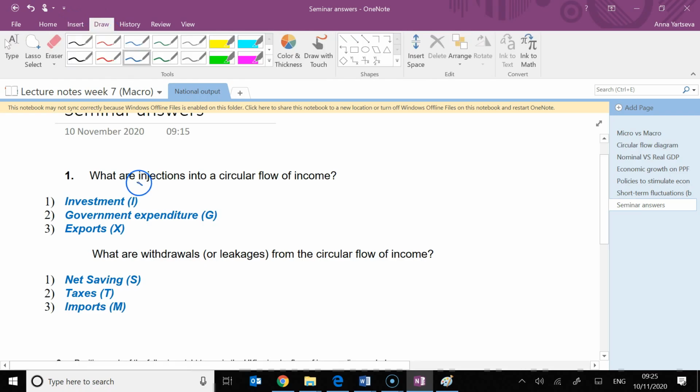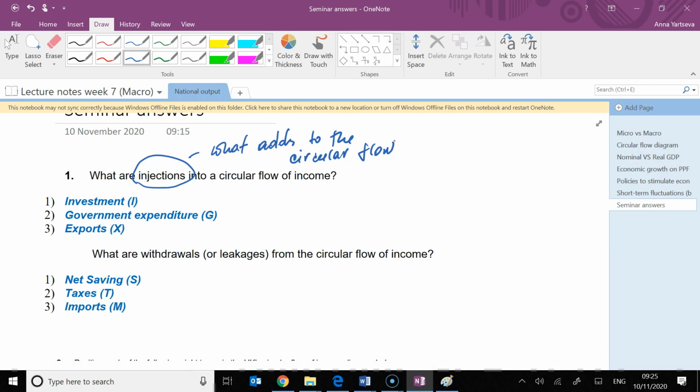So generally, injections is something which will add to the circular flow. So what adds to the circular flow diagram? In other words, these are flows which will increase the amount of goods and money circulating in the economy. And this will include investment, government expenditure, and exports. Three types of injections in the economy. The more of those we have, the bigger will be the size of the economic pie which we produce.